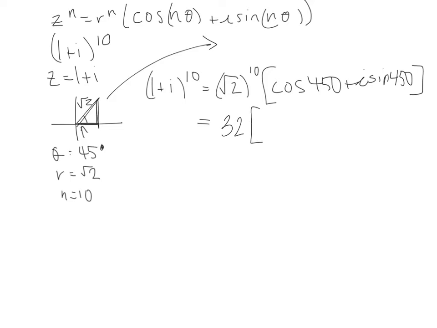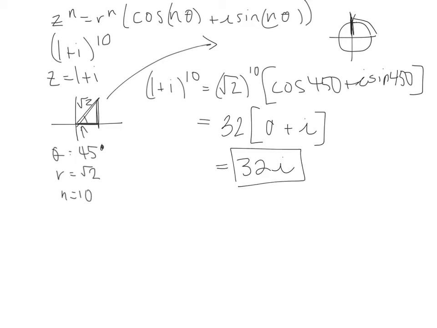Okay, so 450 is larger than 360, so let's go over to our unit circle here. We know that a full circle is 360 degrees, and 450 is 90 degrees larger than 360, so you're just going to go up another 90 degrees. So the cosine of 450 is 0 and the sine of 450 is 1, so it's just going to be 32 times (0 + i), which is just 32i.